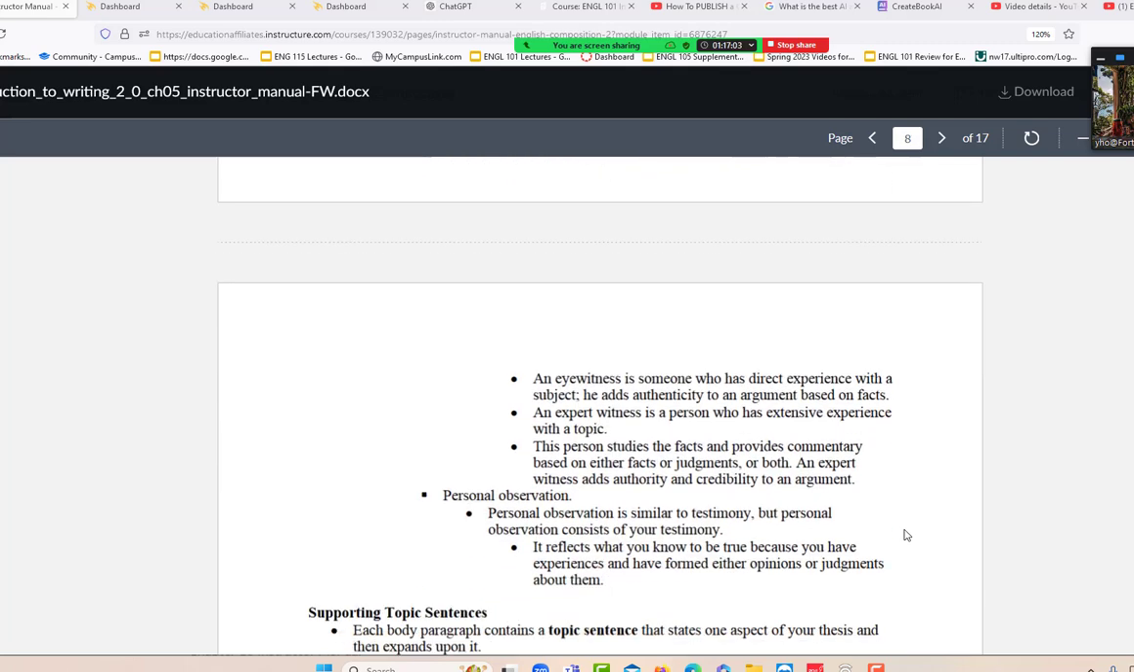An eyewitness is someone who has direct experience with a subject. He adds authenticity to an argument. An expert witness is a person who has extensive experience with a topic. This person studies the facts and provides commentary based on either facts or judgments or both.